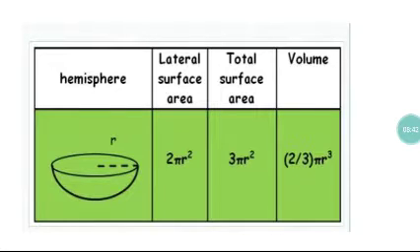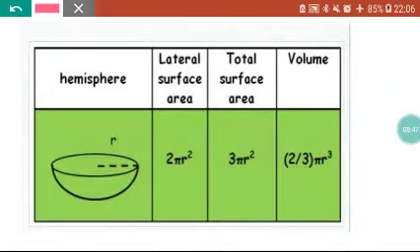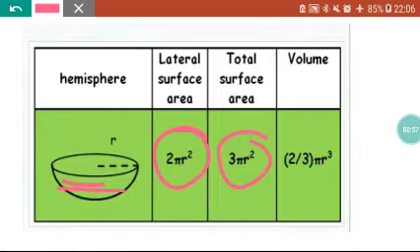Then we have hemisphere. Okay, what is that hemisphere? So this shape is called hemisphere, which is half of a sphere. So the lateral surface area is 2 pi r square. Its total surface area is 3 pi r square. That means this area plus the area of this base, that is the top, you can say. And the volume is 2 by 3 pi r cube.